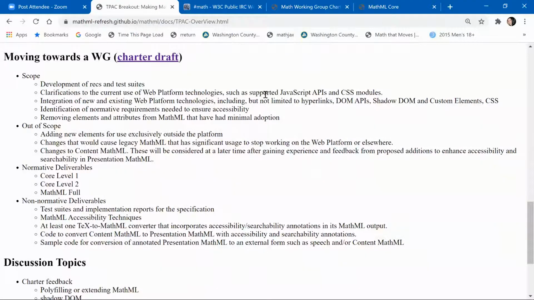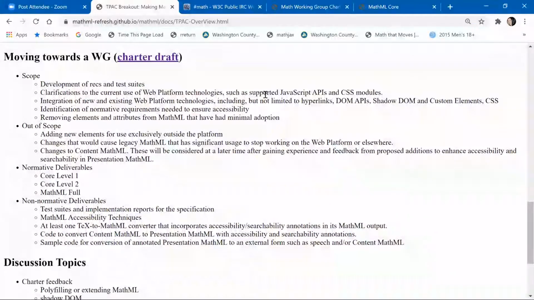We don't want to remove things from MathML that have significant usage. So the goal here is to make sure that all the current MathML that's being used widely continues to work. As I said, there are a few things that are obscure that people have not really taken up, and so we may drop those.